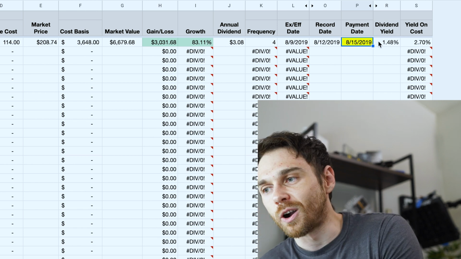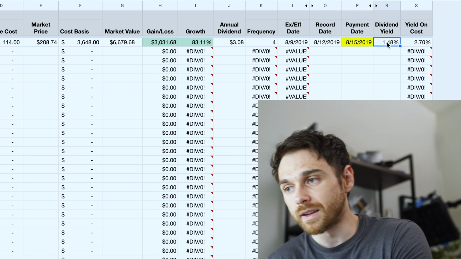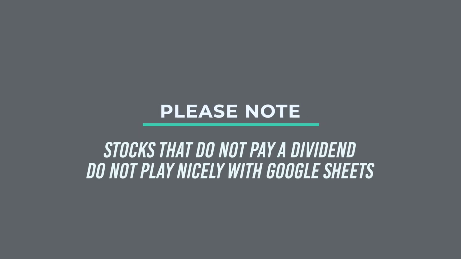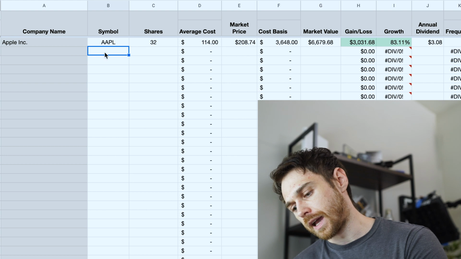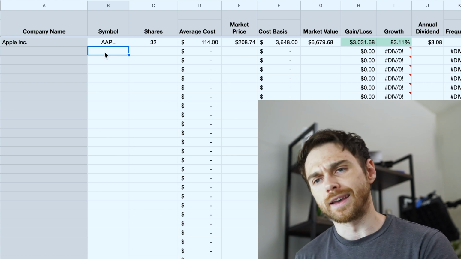And then the next column we have is the dividend yield. Great. And the next one is yield on cost, which is a little bit less important, but also kind of neat to see. So let's plug in the next share that I have, which is CMI, Cummins. I think that's how you pronounce it.